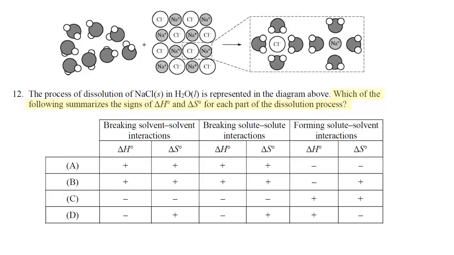So there are three different processes that we can see listed, and they are breaking solvent-solvent interactions. In other words, breaking attractive forces between liquid water molecules. We can see breaking solute-solute interactions, and that would involve breaking the attractive forces between the sodium ions and the chloride ions in that solid sodium chloride, the solute, and then finally forming solute-solvent interactions. So forming ion-dipole attractive forces between the water molecules and the ions of the solute.